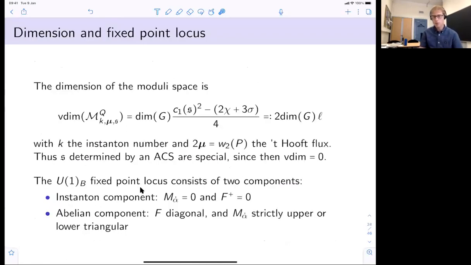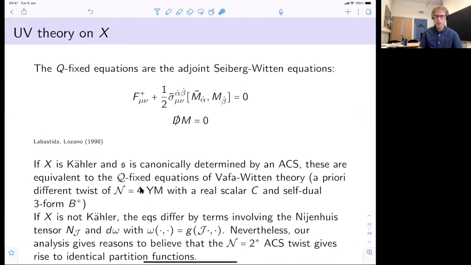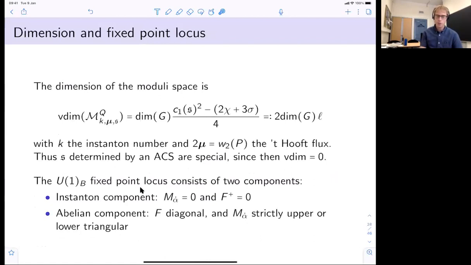Okay, so one way to see this is to study these equations in a bit more detail. You can determine the moduli space. The dimension of the moduli space takes the following form. For an arbitrary gauge group G, it would be equal to the dimension of the gauge group times the class of the spin C structure squared minus 2 chi plus 3 sigma.